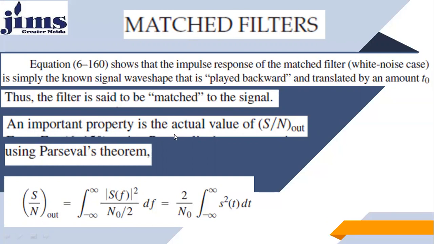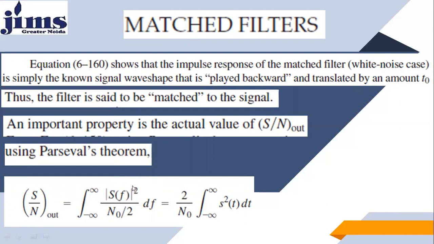An important property is the value of S by N. When you analyze this matched filter, the important parameter that you want to see is the S by N ratio at the output. Then we again use the Parseval theorem. Parseval theorem is very important. It gives the idea of energy and power. It says that energy or power in the time domain is equal to the energy or power in the frequency domain, right? And the same in the case of S by N ratio: S by N ratio in the frequency domain is equal to that in the time domain. Look at this. That expression comes from the Parseval theorem. This is a very important theorem.